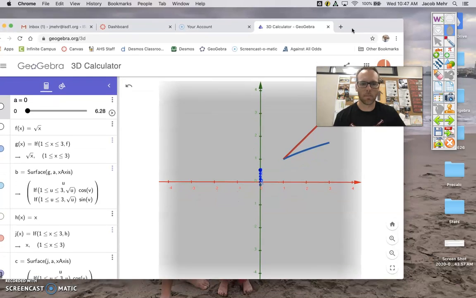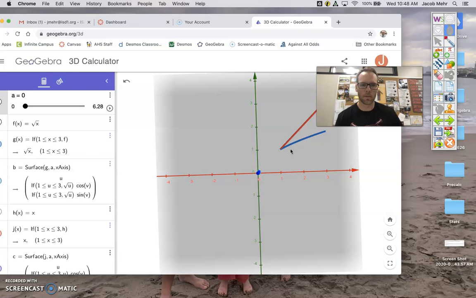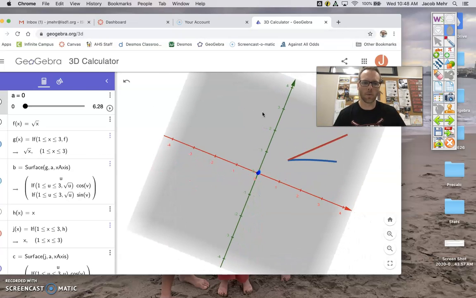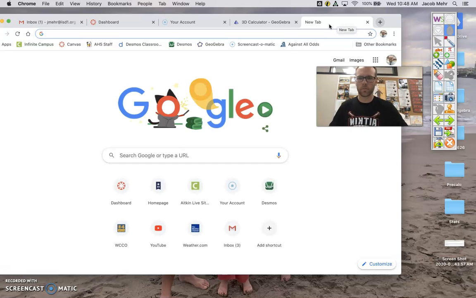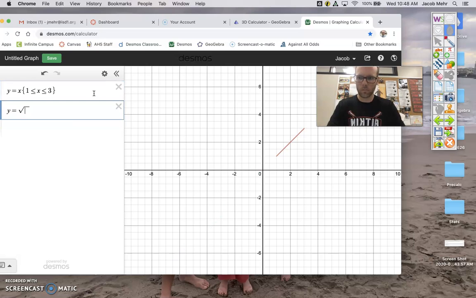So let's come back to this, and let's graph, well, it's probably not going to show it very well. I might jump into Desmos for this quick. So we have x graphed from 1 to 3. We have the square root of x graphed from 1 to 3. There they are.